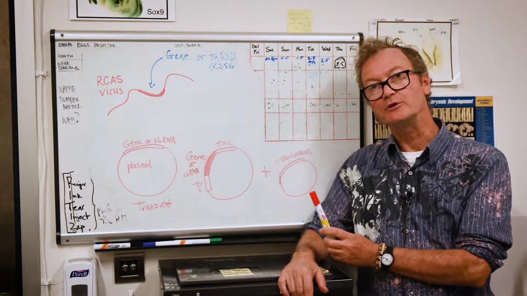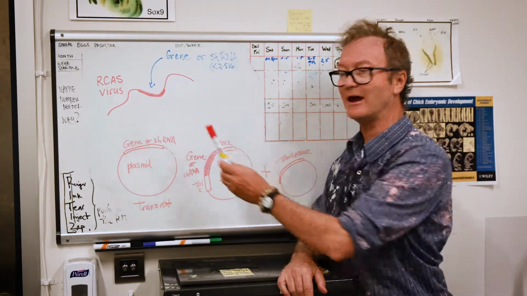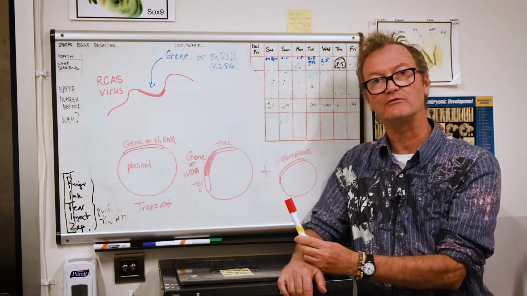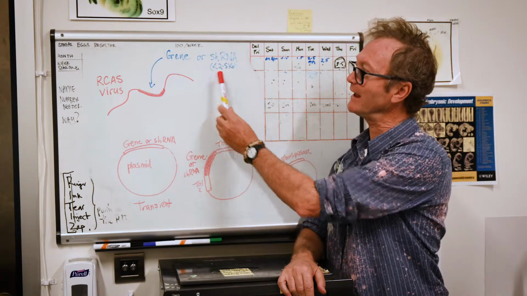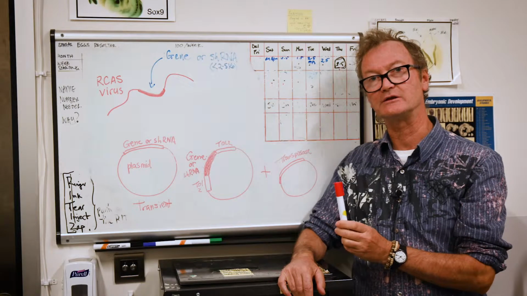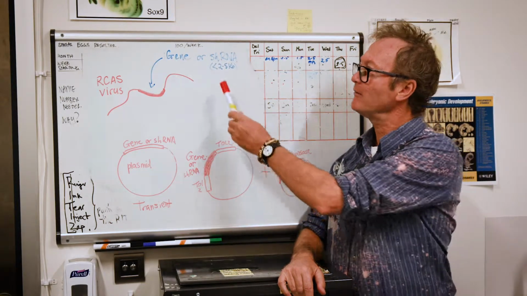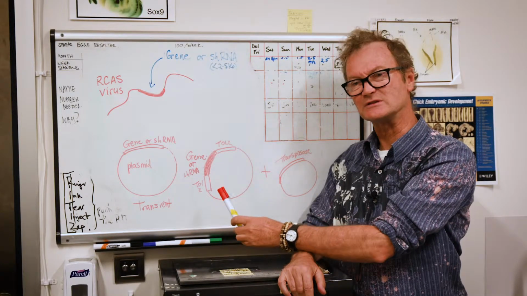Another vector that people use, and it's one that I use in my group, is a vector called RCAS. RCAS is a viral vector, and you can clone a gene of interest into RCAS, or again a short hairpin RNA, and that can be electroporated into tissues. However, there are certain limitations of these two vectors.